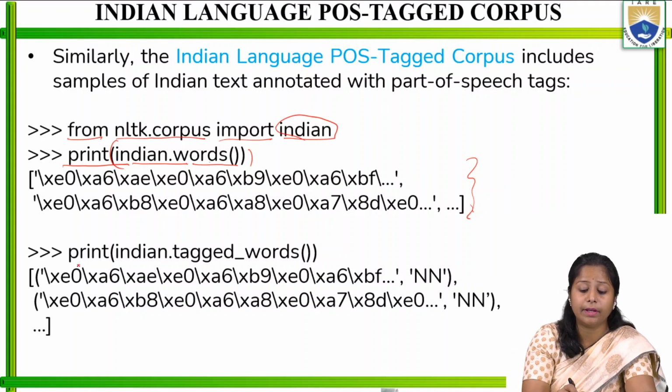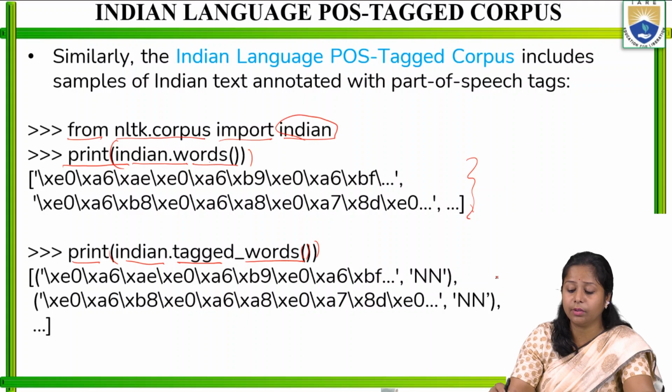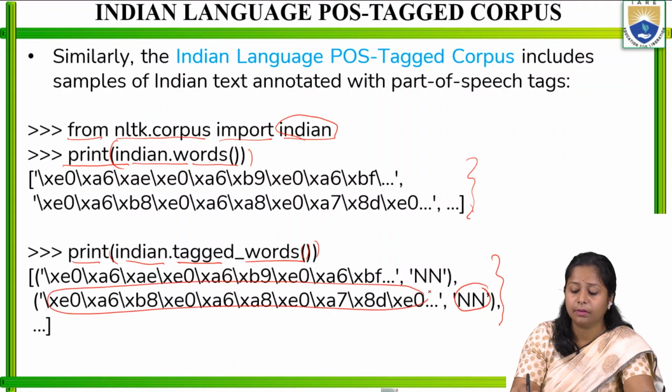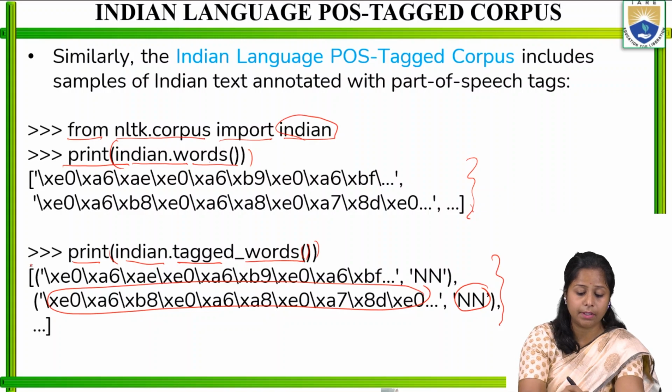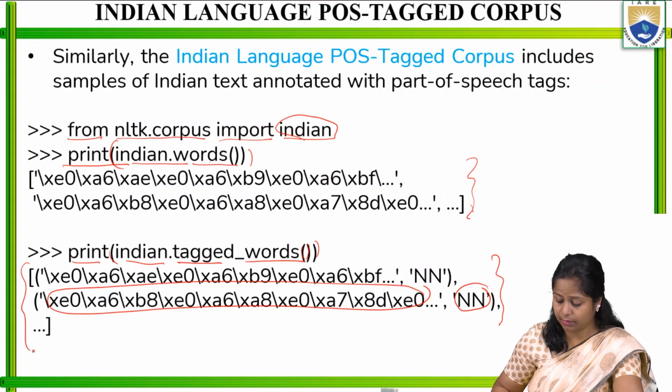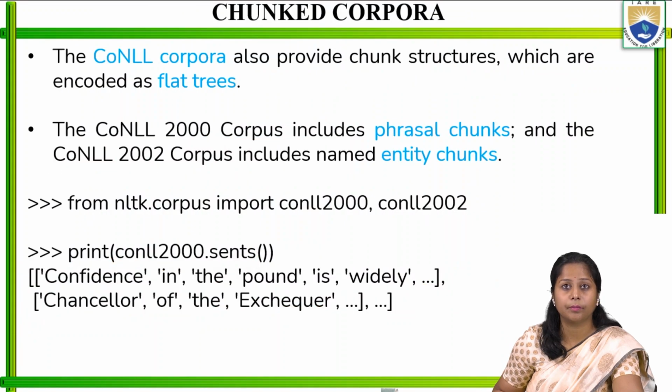Now in the next line, if I write in the print function Indian.tagged_words(), it is going to give all the POS tags along with their proper words. So that will be the printed output of this line, the print line with the tagged words corpus.